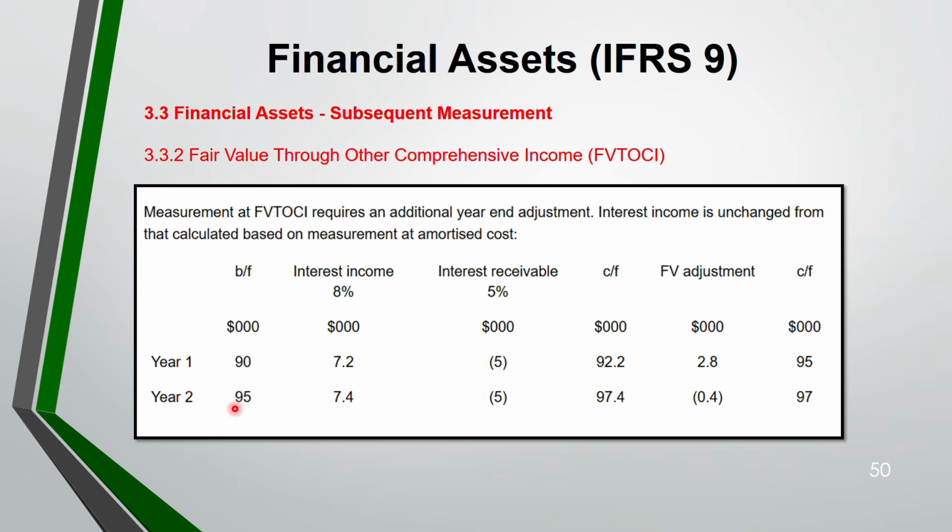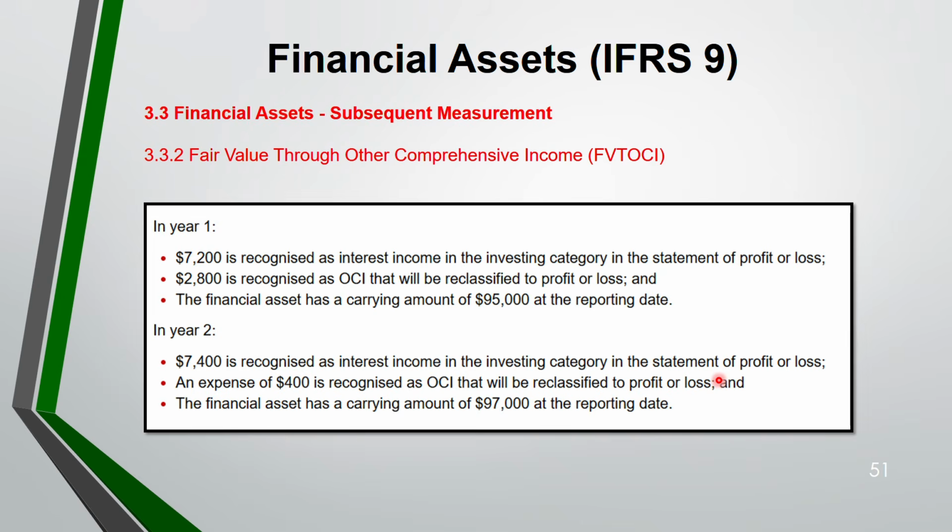But when you come here, you see what's happening. Here it's 92.2. But rather than bringing 92.2 as the brought forward balance, in year 2 you are bringing 95 as your brought forward balance. And then this becomes your closing balance of 97 for your second year. Understand?